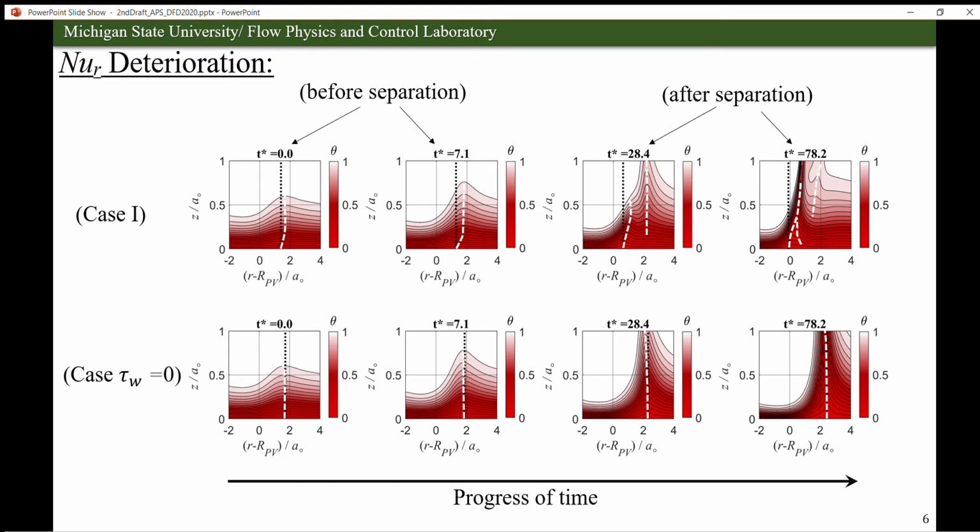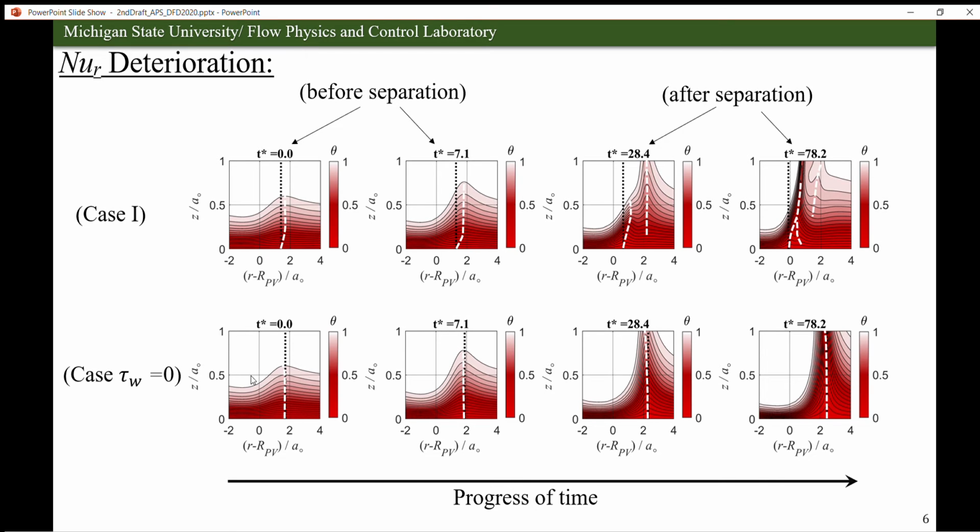A closer look at the temperature field near the wall, as you can see in these snapshots for case 1 on top and tau equals 0 on bottom, for both cases gives us some understanding of this behavior. The black broken line represents the radial location of the minimum Nusselt number, while the white broken line represents the upwelling of the isotherm away from the wall.